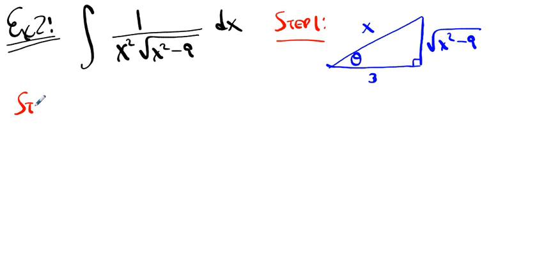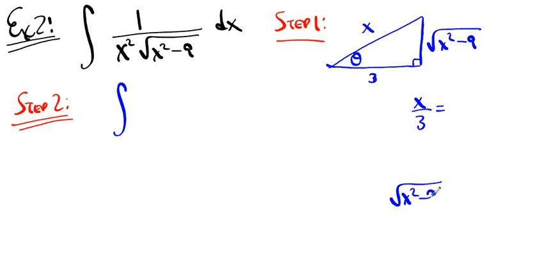Step 2. Step 2 is to do a sub out where all of the xy stuff gets replaced by theta stuff. And if you remember, the way we do this is we find a relationship between the linear term and the constant term, and then a relationship between the radical and the constant term. Well, the linear term is to the constant as secant theta, and the radical is to the constant term as tan theta.